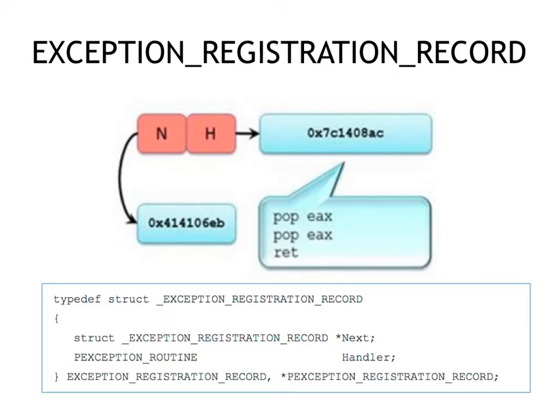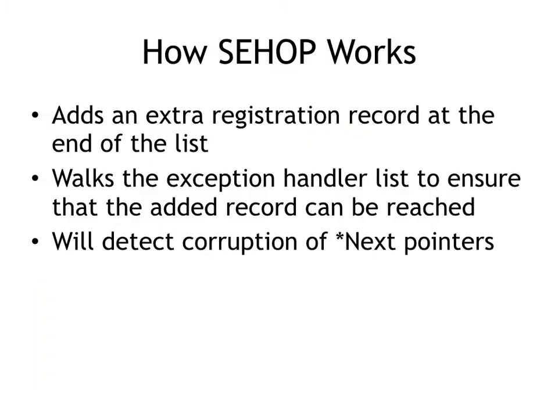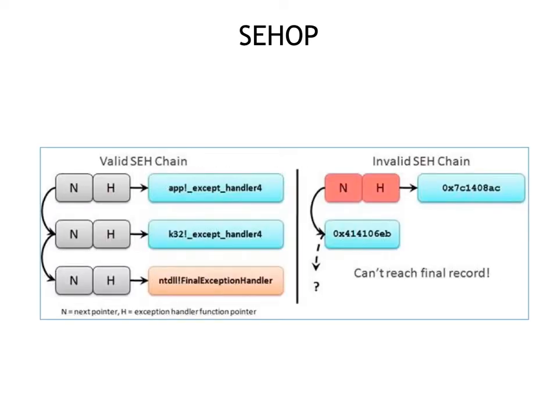Here's an exception registration record. This is what it looks like. You've got the pointer to the next, and then a handler, and then you have some registration records down here. It is very much like a heap. Each one has a link to the pointer to the next one. All right. So SEHOP adds an extra registration record at the end of the list, and what it does is it walks the whole thing to make sure it hits the one it put at the end. And if you've been tampering with it, it will be broken, and the forward pointers will not link together, and it won't get there. So that's good.